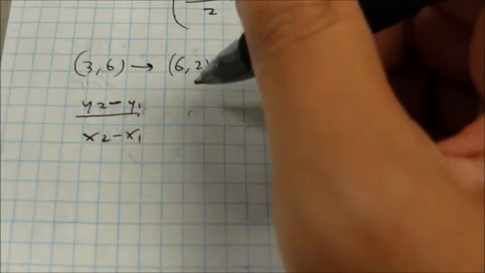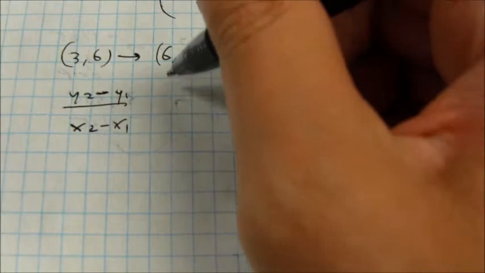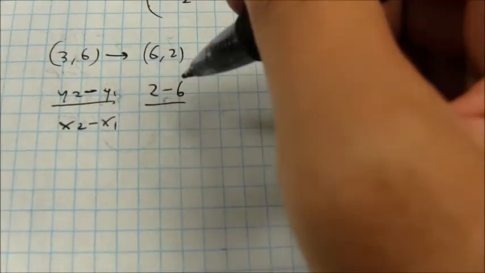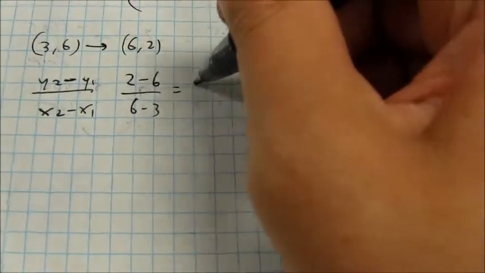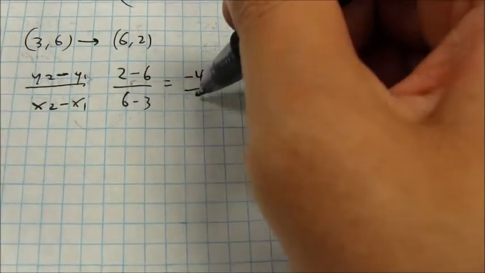And quickest and easiest way, since I don't know what the y-intercept is, would be to find the slope, y2 minus y1 over x2 minus x1. And of course that is going to be 2 minus 6 over 6 minus 3. 2 minus 6, of course, is negative 4. 6 minus 3 is 3. So there's my slope. I would prefer to use point slope form.